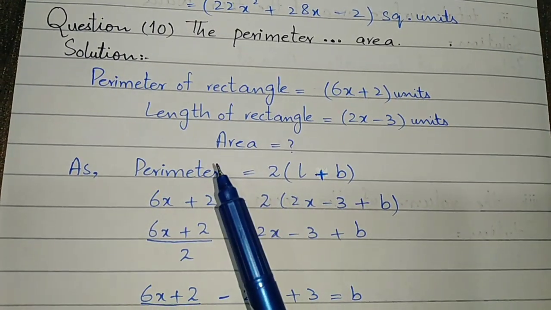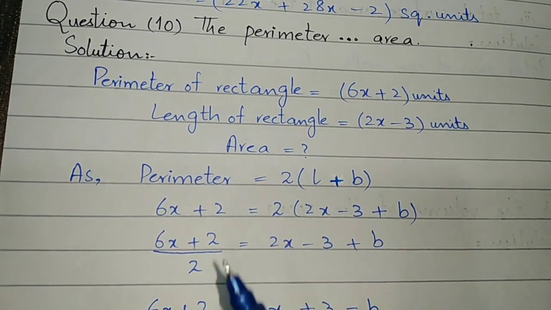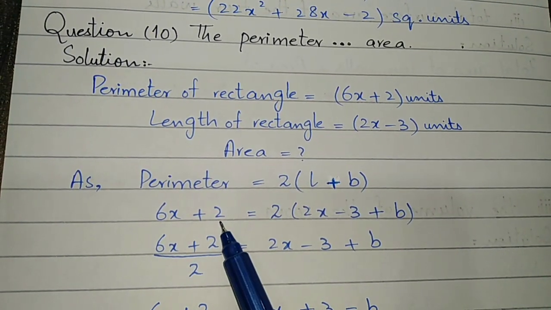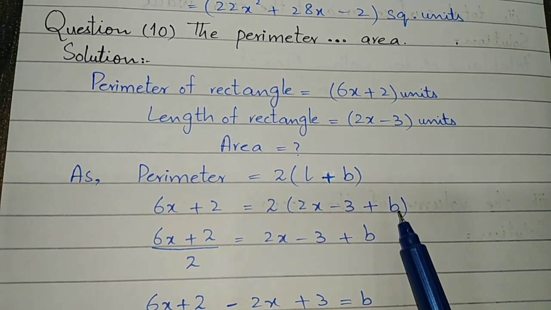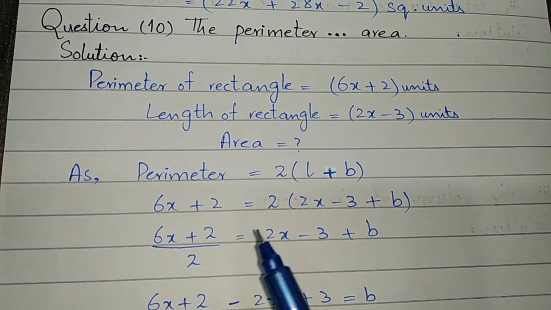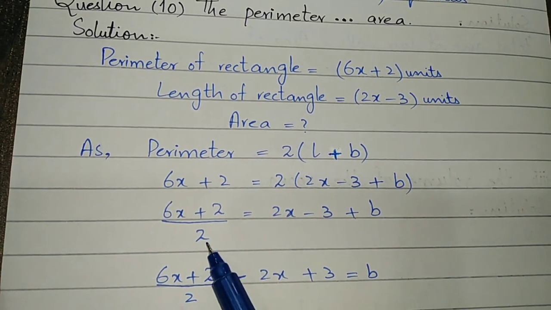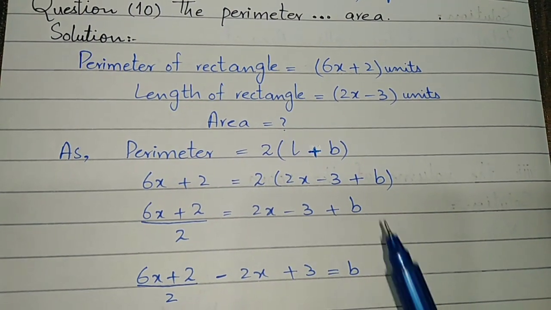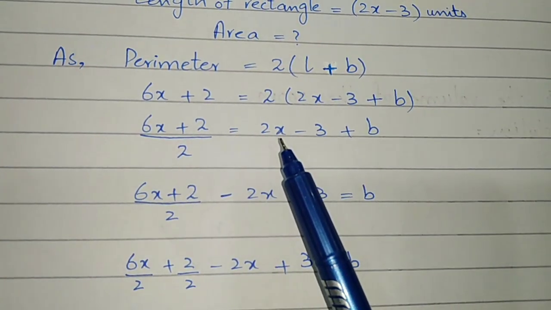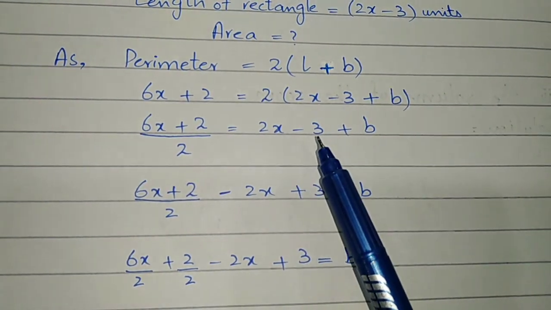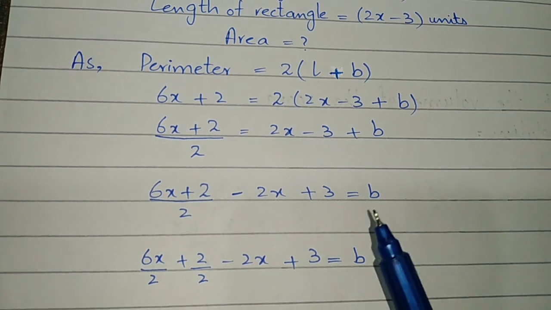We find the breadth by applying the formula of the perimeter of the rectangle, that is perimeter equals 2 times (length plus breadth). The perimeter is 6x + 2, the length is 2x − 3, but the breadth is not given, so we write it as B. Now 2 is multiplying with this bracket, so it will be divided on the other side: (6x + 2)/2 = 2x − 3 + B. This positive 2x will become negative 2x and negative 3 will become positive on the left hand side, equals B.